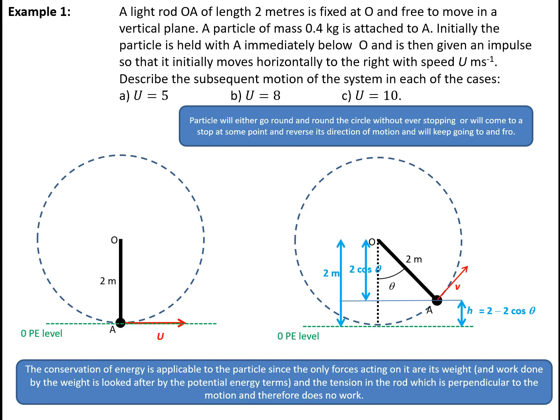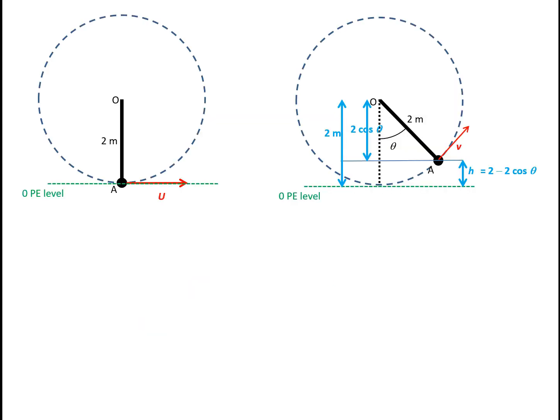We're now in a position where we can apply the conservation of energy. So there are my two diagrams again. Applying the conservation of energy then, we have the initial kinetic energy plus the initial potential energy is going to equal the final kinetic energy plus the final potential energy. Now initially the kinetic energy is a half mu squared and the initial potential energy is 0.